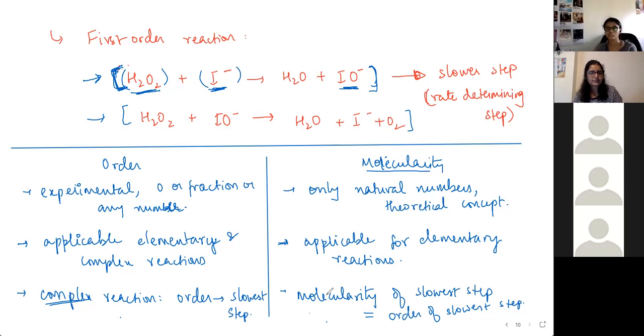Yes, ma'am, got it. These are just characteristics or observations that you can find on these two quantities or these two characteristics.